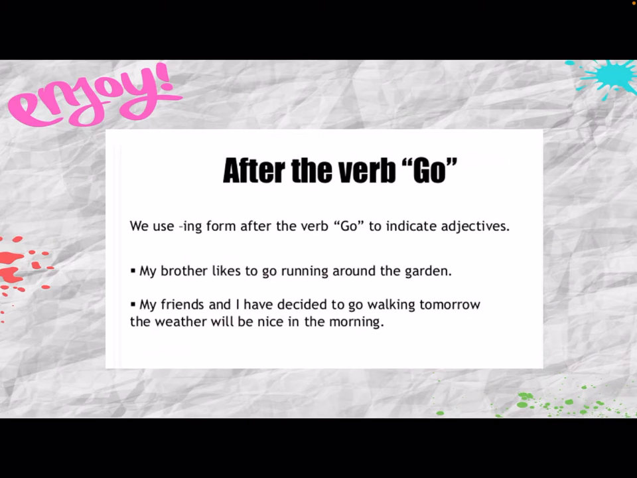Gerund after the verb go. We use ing form after the verb go to indicate activities. For example, my brother likes to go running around the garden. My brother likes to go running. So after to go came the gerund running. The next example, my friends and I have decided to go walking. To go walking tomorrow, the weather will be nice in the morning. So after to go comes the gerund with ing.